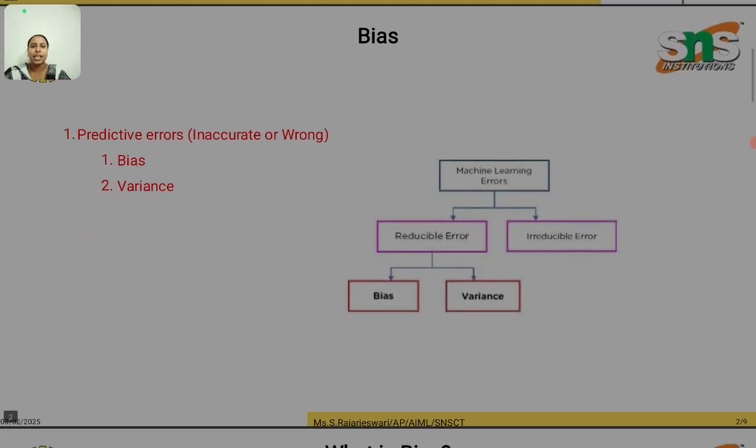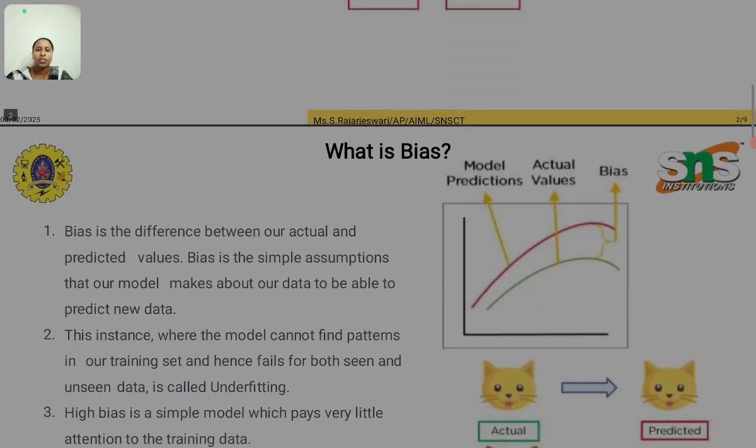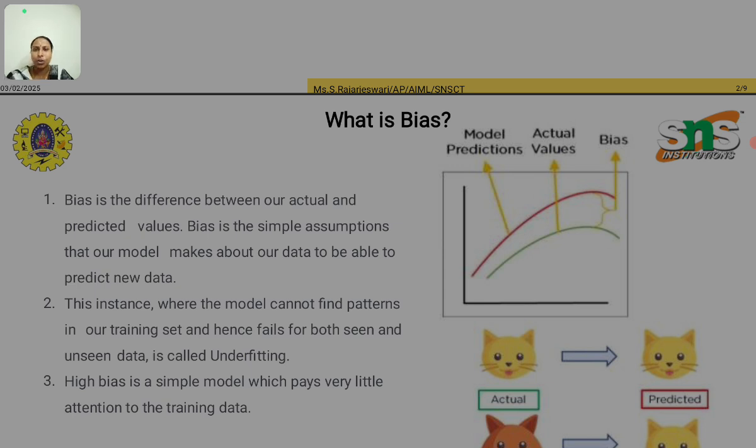Generally, bias is a predictive error. In the machine learning process, we have some errors, that is reducible error and irreducible error. Under the reducible error we have bias and variance. The basic view of bias is the difference between our actual and predicted values.